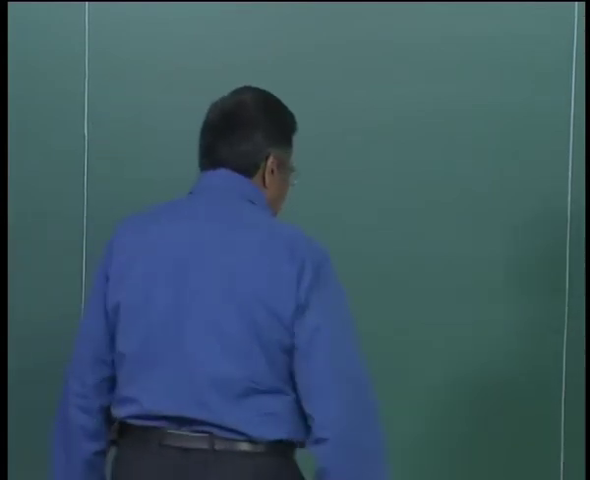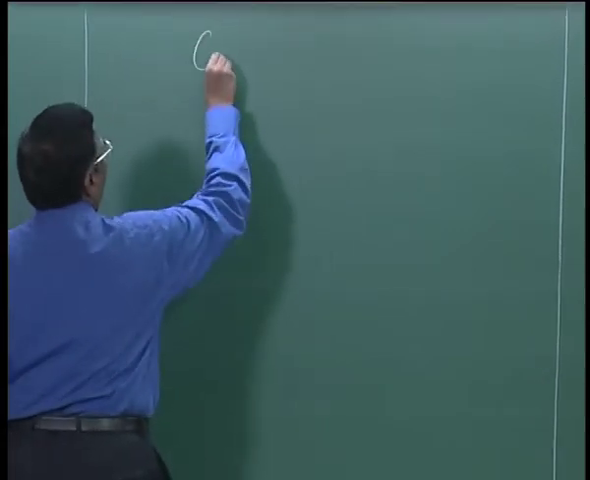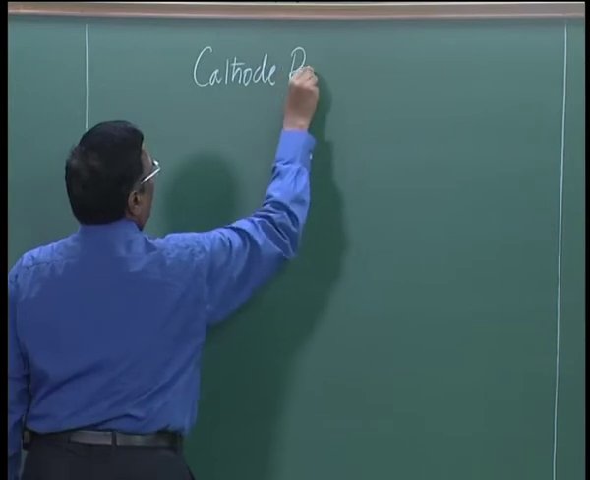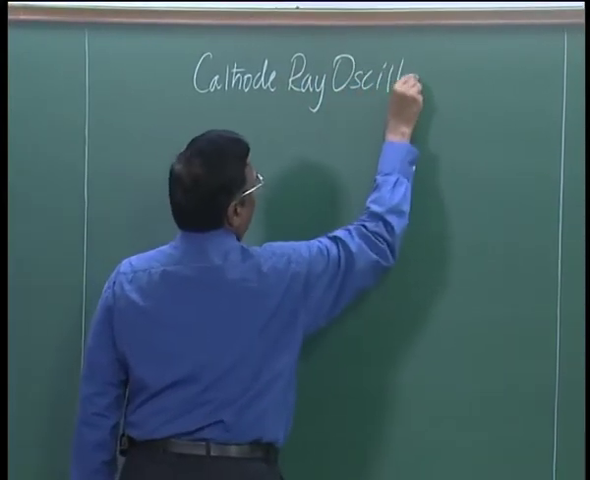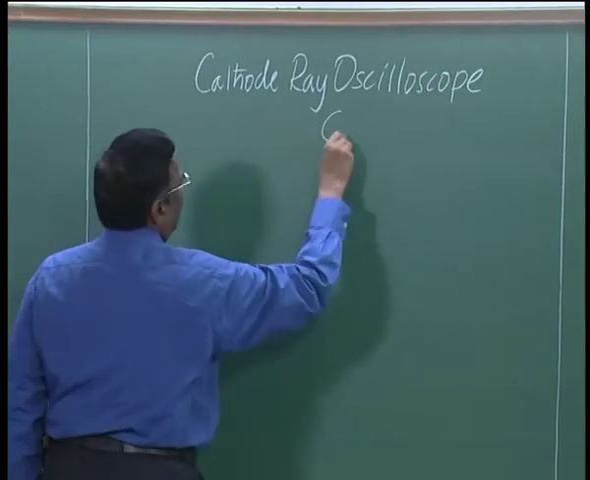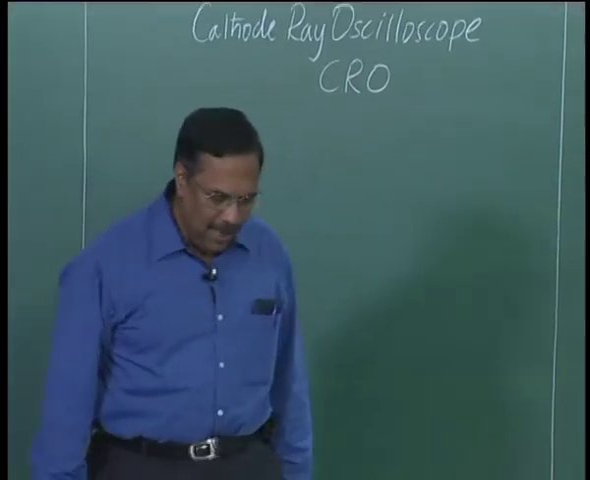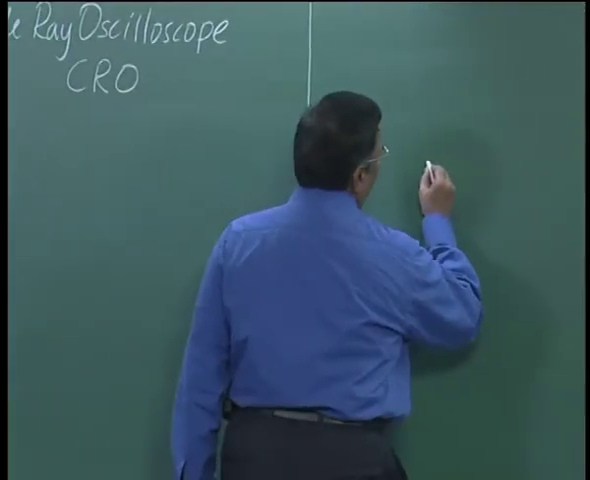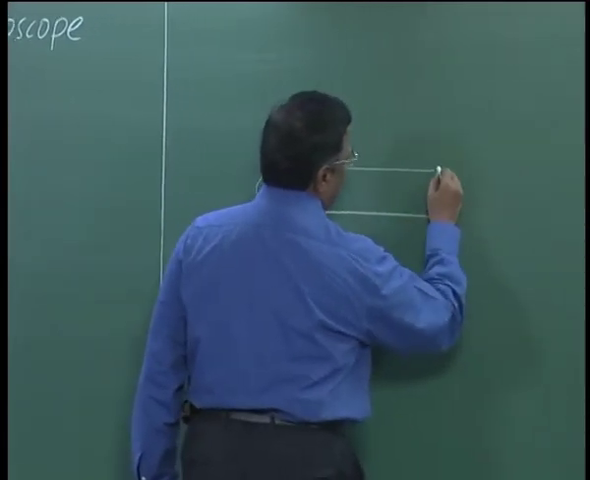We started learning about the cathode ray oscilloscope. The cathode ray oscilloscope is also popularly called CRO. In the last class we learned that the heart of the cathode ray oscilloscope is the display tube.